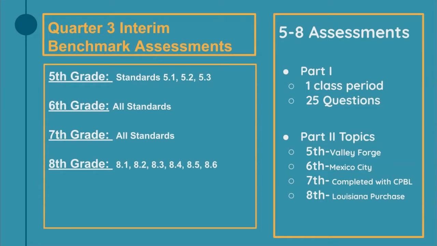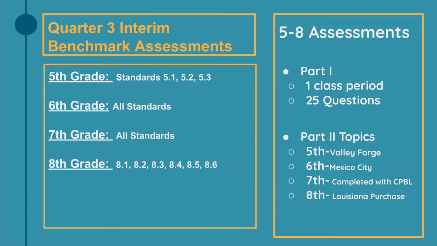What's going to be on the interim benchmark quarter 3, Peter? Well, 5th grade, standards 1, 2, and 3. 6th and 7th grade, you get all the standards. For my 6th grade friends, I would look at the Atlas. That is going to help you out a lot as you go through this. 8th grade, I believe we stop at standard 6. There may be one question on standard 7. On a normal year, we would be there, but we understand this year is anything but normal.